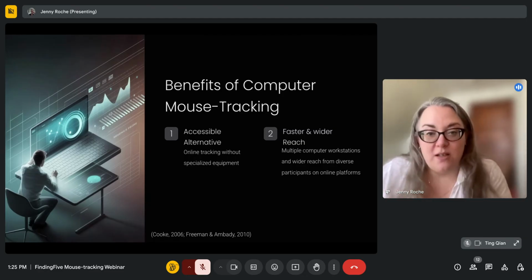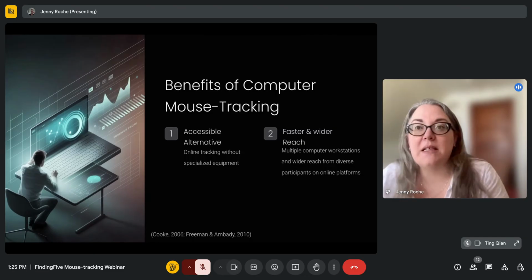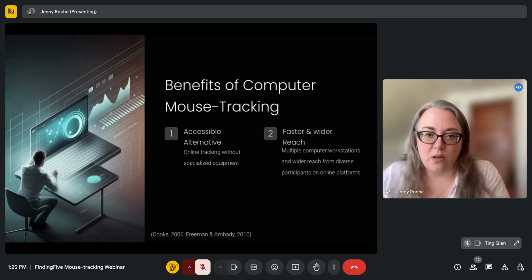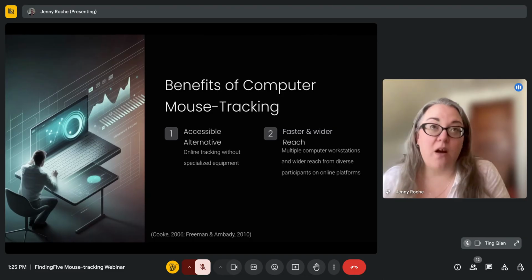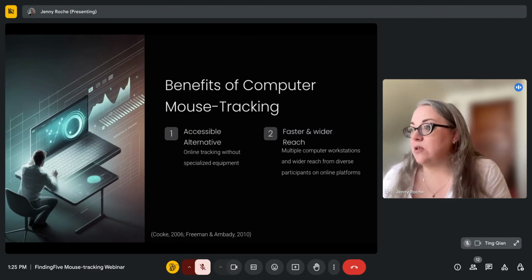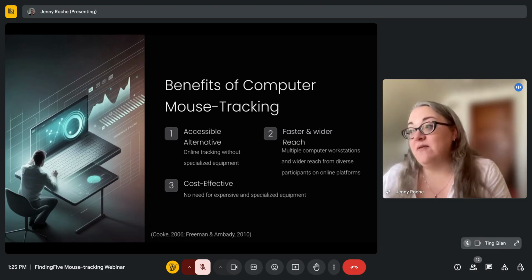I do have some suggestions, when we get to it in just a couple minutes, about some things to do to ensure that you're not losing money while you're collecting data, because there are a couple things that participants like to do that we don't want them to do in mouse tracking. But it still gives us an opportunity to collect data very, very quickly. Where it used to take me months to collect 25 participants in the lab, I can collect data from 25 participants within a day. And so Finding Five really does offer an opportunity to do this type of research. And it's cost effective. Again, there's no need for expensive or specialized equipment.